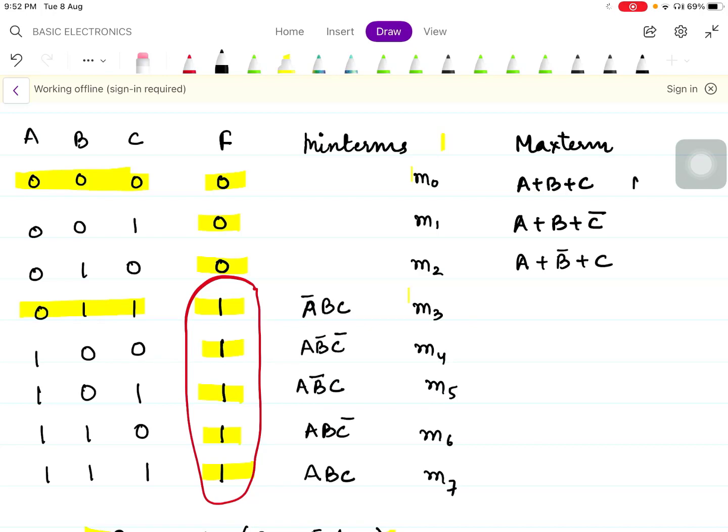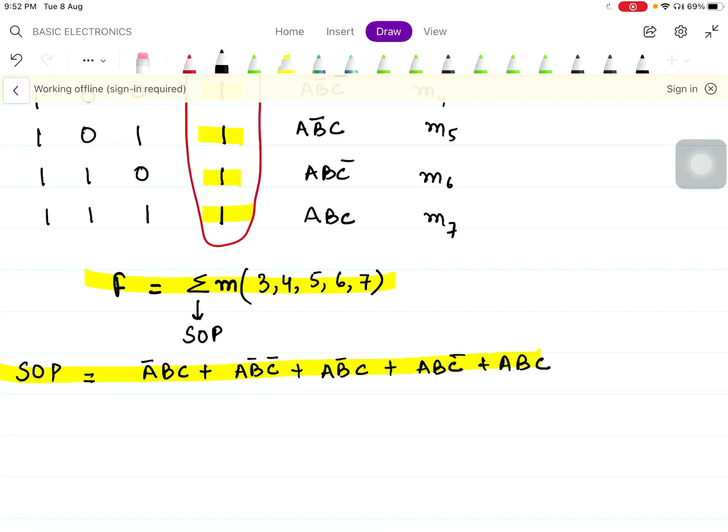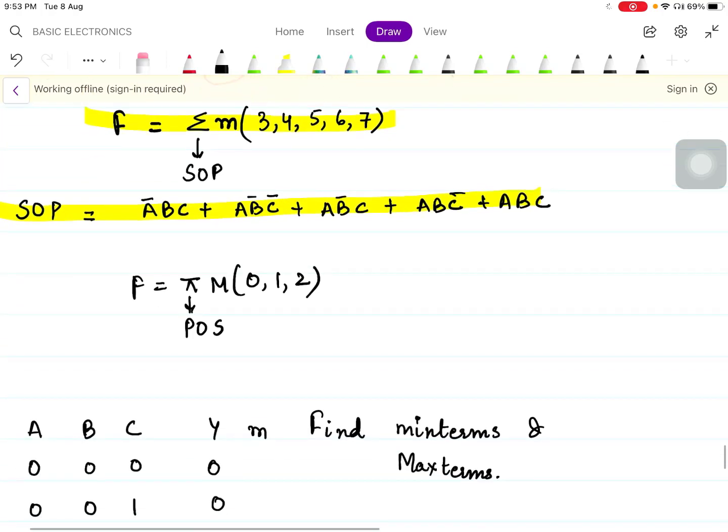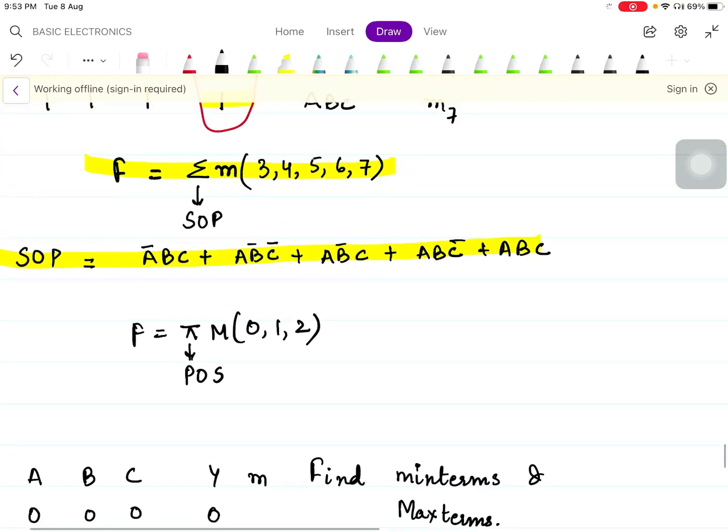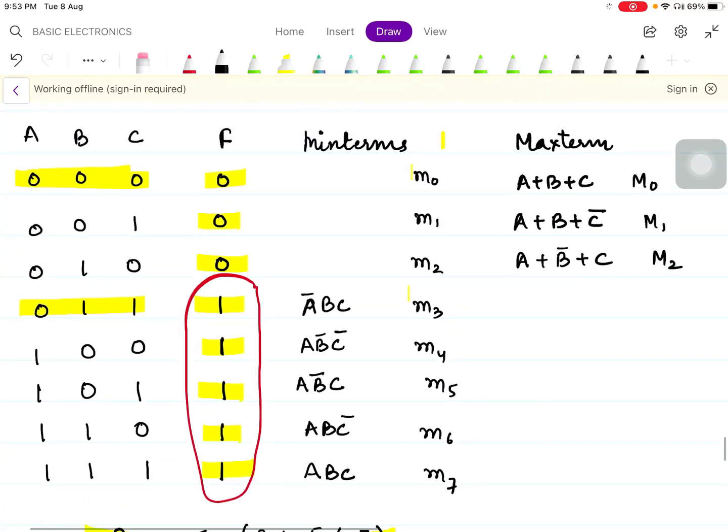That means M0, M1, M2. So the max terms for this F are capital M, 0, 1, 2. And preceding M, there is a sign that is pi, which indicates product of sum. That means if I have to combine all the max terms, then I will combine them in the product of sum form, and it will be written as, let us again see what were the max terms.